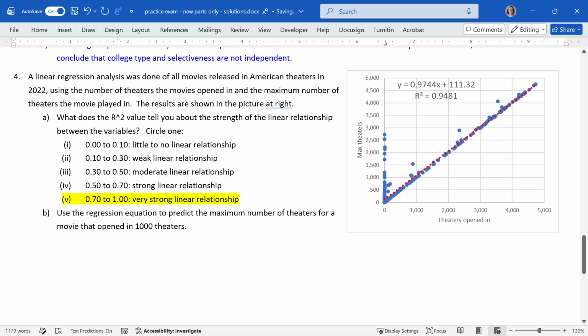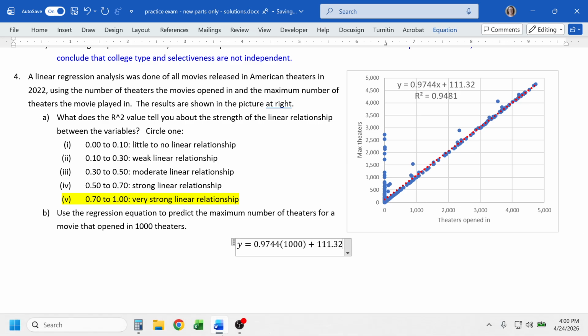I'm going to plug in the x value of 1,000. Okay, so I'm doing y equals 0.9744. And now for x, I'm going to plug in 1,000 because that's the number of theaters it opened in. That's the meaning of x, number of theaters that it opened in. Okay, and I'm going to add my intercept, 111.32.